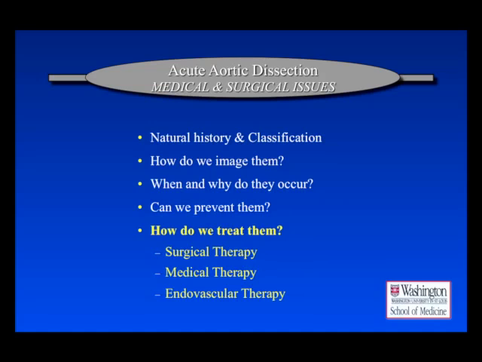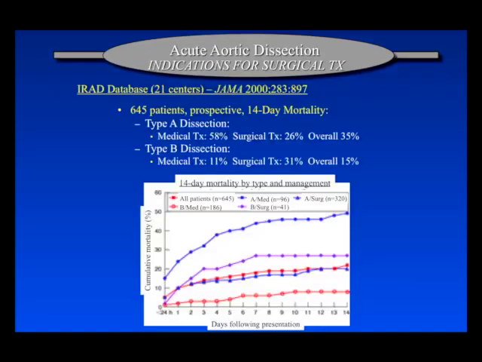How do we treat acute aortic dissections? Classic treatment is with surgical therapy, especially for type A aortic dissection. Looking at the original IRAD database of 645 patients, medical therapy was associated with a 58% mortality rate with type A dissection, and surgical treatment 26%. With a type B dissection, though, medical therapy had an 11% versus 31% mortality rate with surgical therapy.